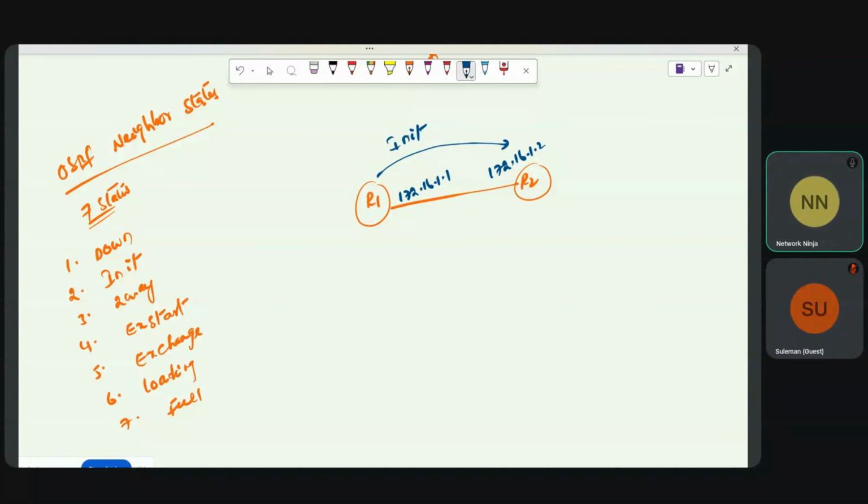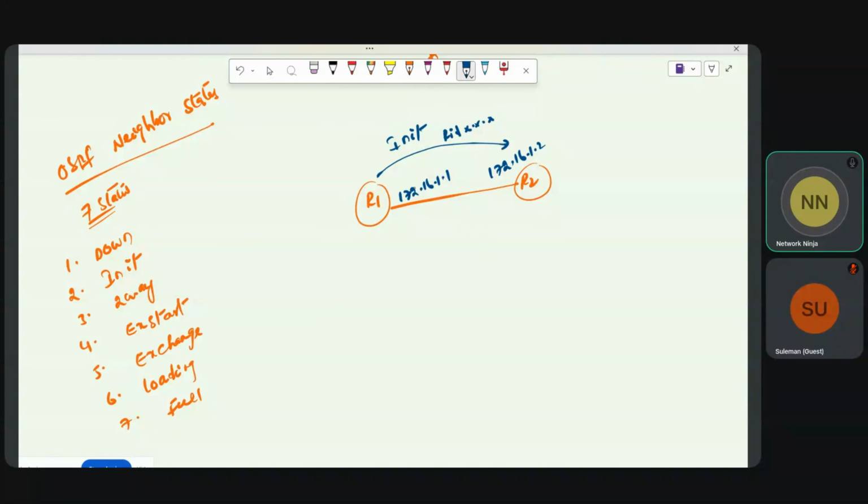So when it is sending the init message, it is going to include its router ID, whatever the router ID is. We discussed, right, in the router ID there are 3 criteria. The first priority is given to the manually configured router ID, the second priority is given to the highest loopback address, and the third priority is given to the highest physical IP address. In our scenario, we have only the highest physical IP address. So that is going to be included here in the init message.